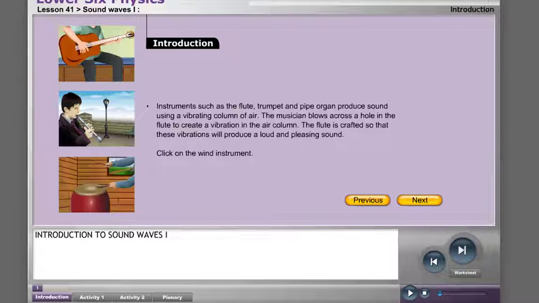Instruments such as the flute, trumpet, and pipe organ produce sound using a vibrating column of air. The musician blows across a hole in the flute to create a vibration in the air column. The flute is crafted so that these vibrations will produce a loud and pleasing sound. Click on the wind instrument.